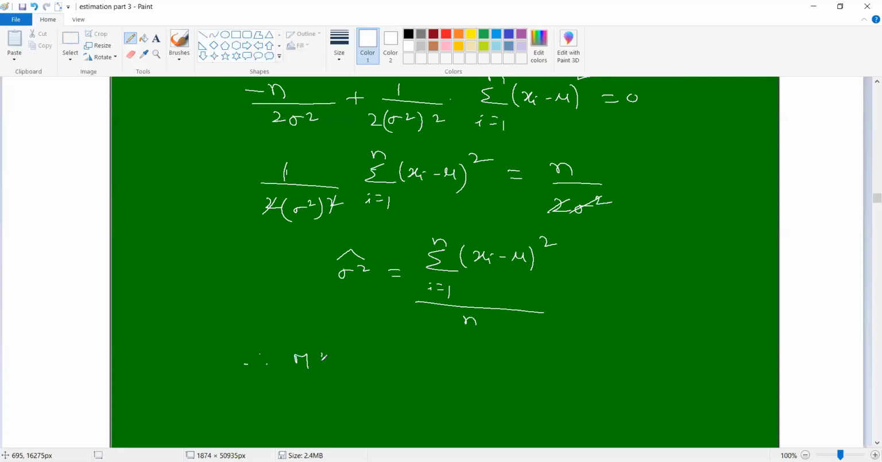Therefore, MLE of sigma square is equal to 1 by n summation i equal to 1 to n of (xi minus mu) whole square. Here mu is a known case, a constant.